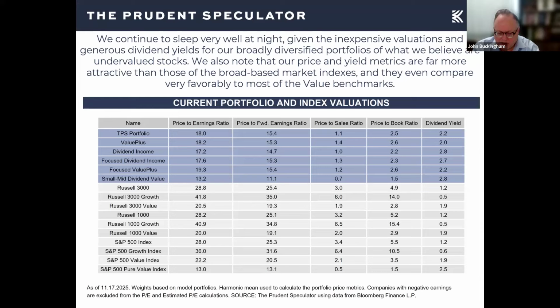And that gap between the expensive and the cheap is super wide. And Jason mentioned small cap. You can see on there the small mid dividend value. We're at 11 times forward earnings on our SMID strategy, and the dividend yield is 2.8%. So there's great opportunity, we think, in the areas of the market that have been left behind.